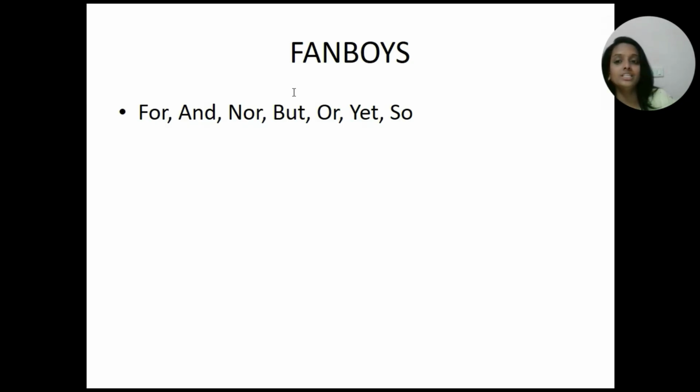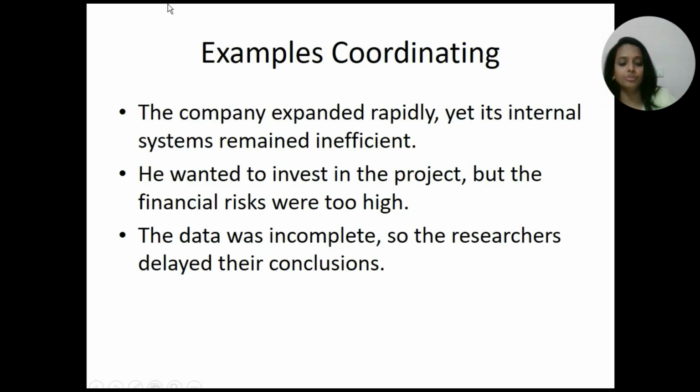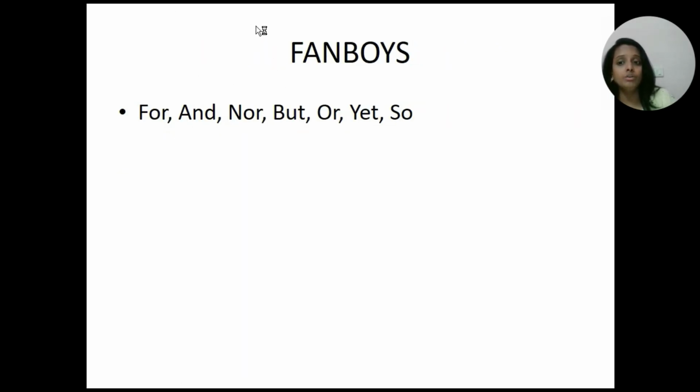So we call these FANBOYS. So F for, A for and, N for nor, B for but, O for or, and Y for yet. And finally, S for so. So that's why it's FANBOYS. Okay. So the words are for, and, nor, but, or, yet, so. Just remember these words. So we call them FANBOYS in order to remember easily.